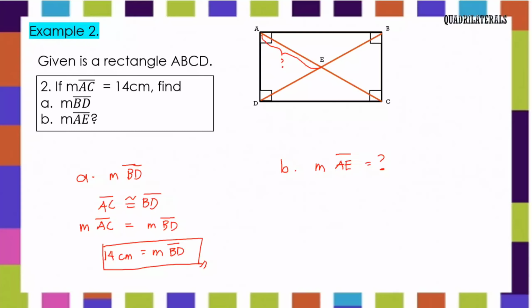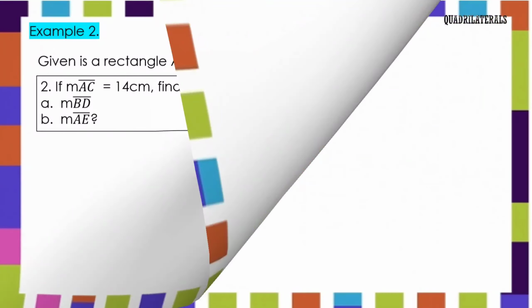So, kung ang AC, diagonal AC, yung buong diagonal na to, measures 14 centimeters, i-divide lang natin sa dalawa. Kasi kung ano man ang measure ng AE, yun din ang measure ng CE. Kasi nga, BD bisect AC. Okay? So, ang measure ng AC ay 14. Therefore, the measure of segment AE is equal to 7 centimeters, since 14 divided by 2 is equal to 7 centimeters. Okay? Okay. So, next example.